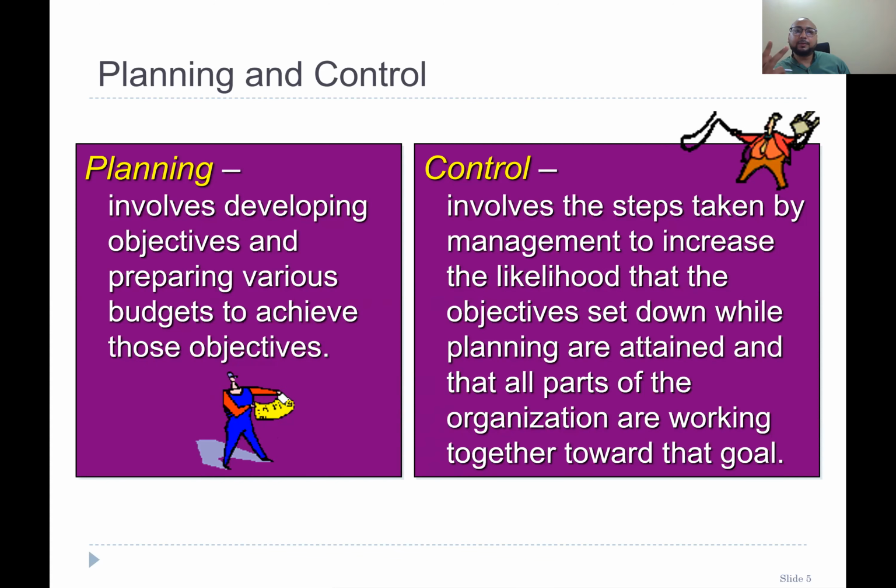So the purposes of budgeting are planning and control. Planning means you're preparing or developing objectives, forecasting different kinds of objectives, and controlling is whether you are fulfilling your planned objectives or not, whether you are deviating from the planned objectives or not, right? So these clip arts really explain what we meant here, right?